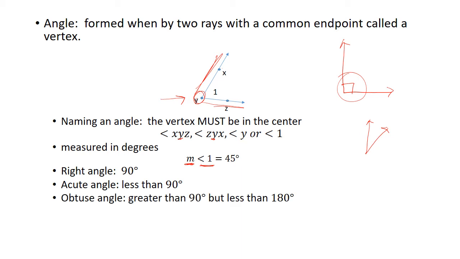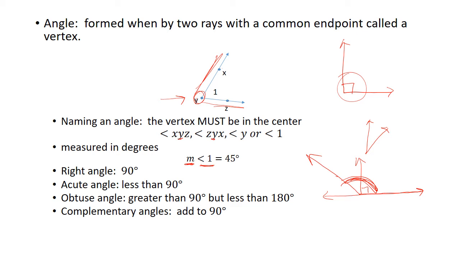Obtuse angle is going to be greater than 90 but less than 180. So 180 is going to make a straight line. So that would be a 180. And if this is 90, then an obtuse angle would be coming from that ray to here. This would be an obtuse. It's going to be anything that's wide like that.